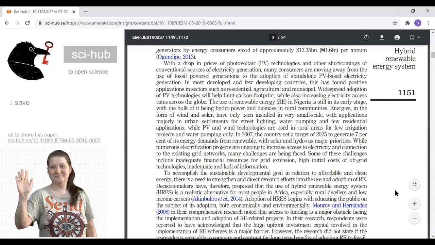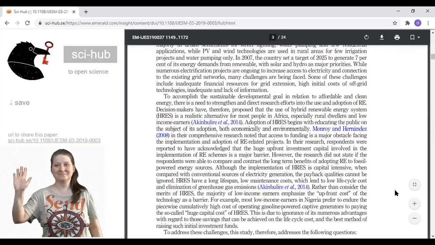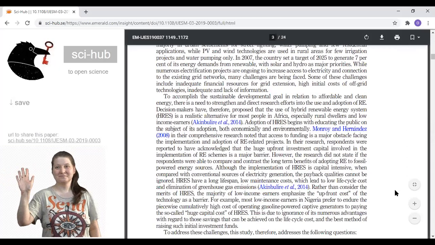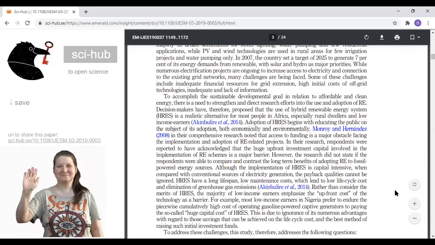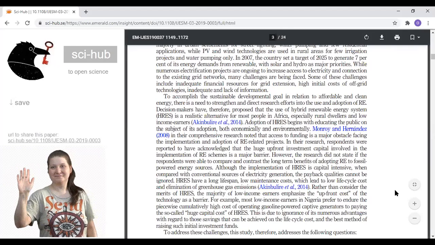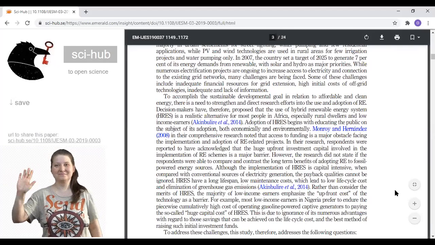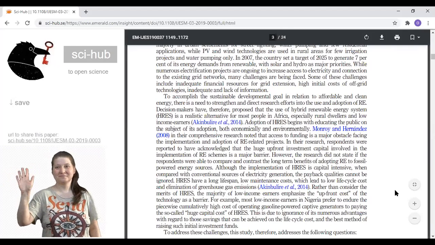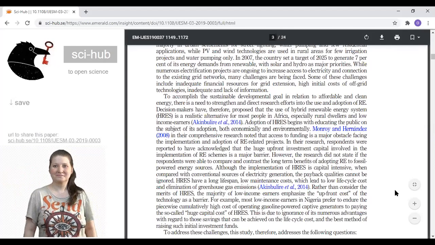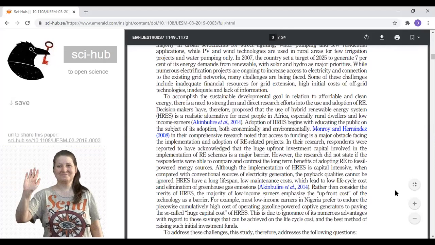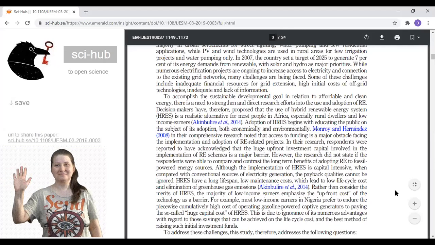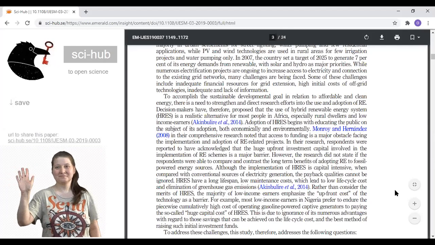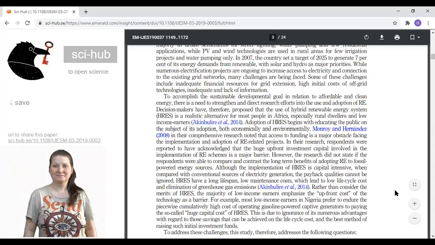Then now to the bigger scope, to accomplish the sustainable developmental goal. Now, this second to the last paragraph is now talking about the problem itself. The problem, what do we want to do? We want to accomplish the sustainable developmental goal in relation to affordable and clean energy. That paragraph has been able to do that.